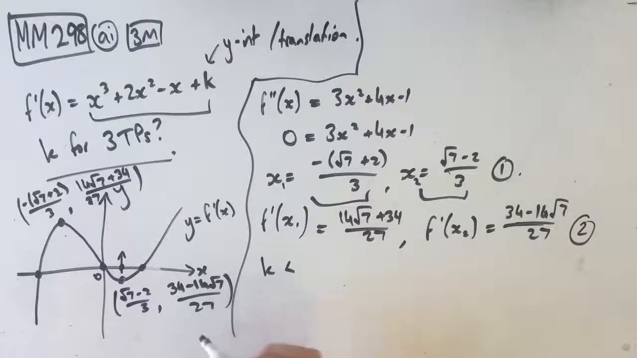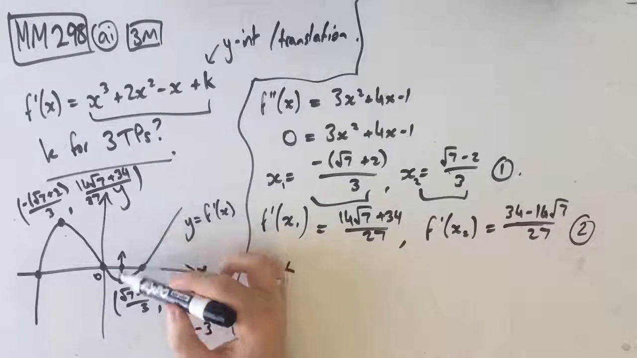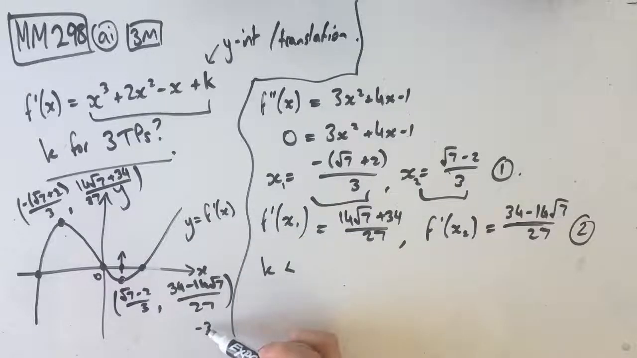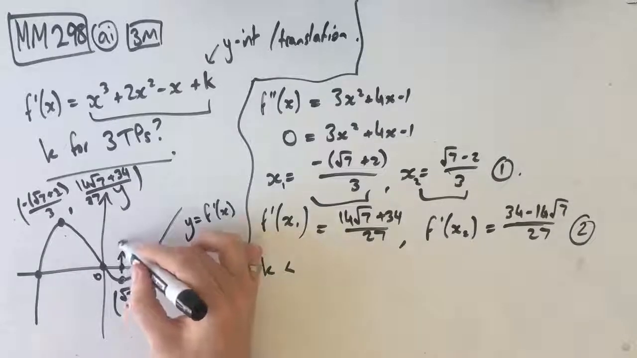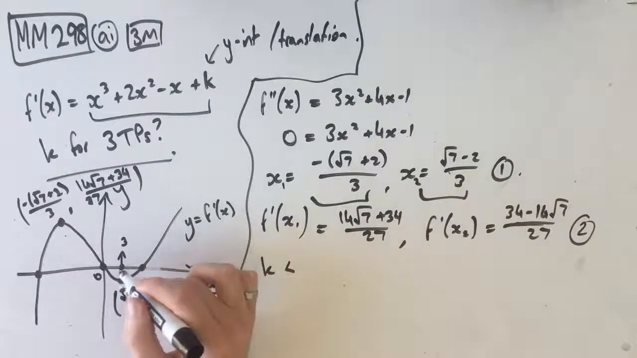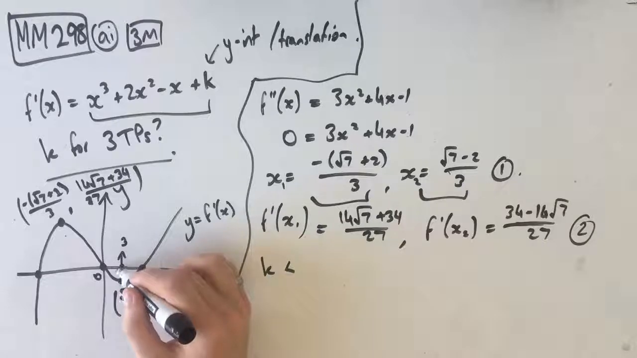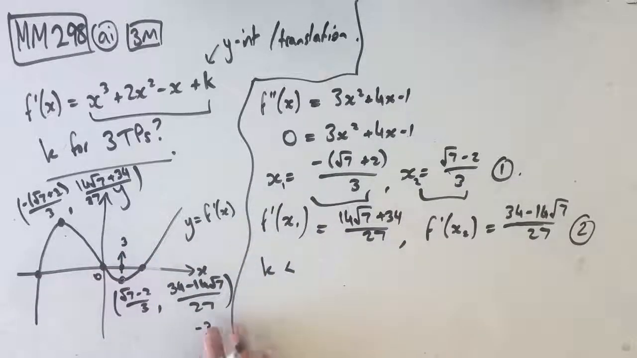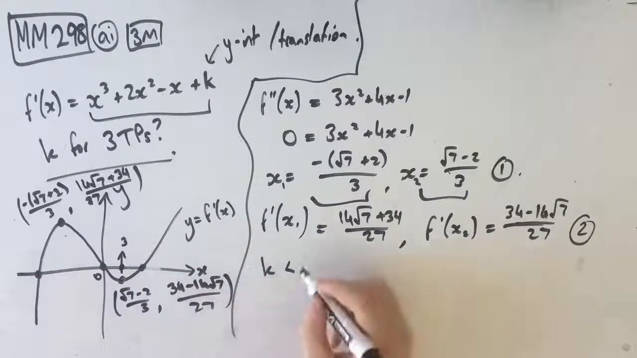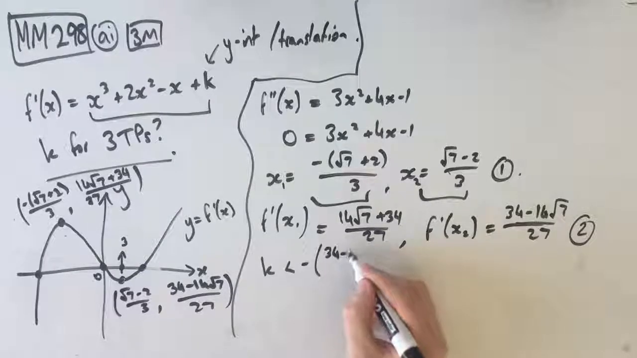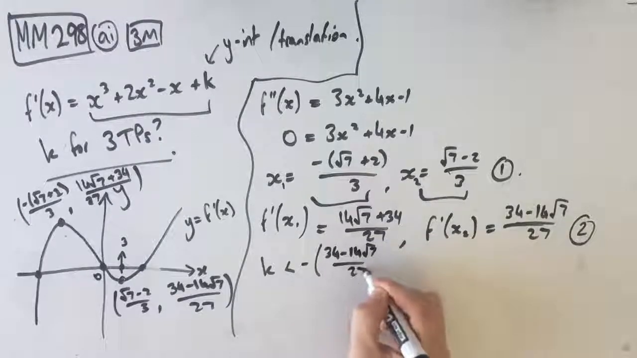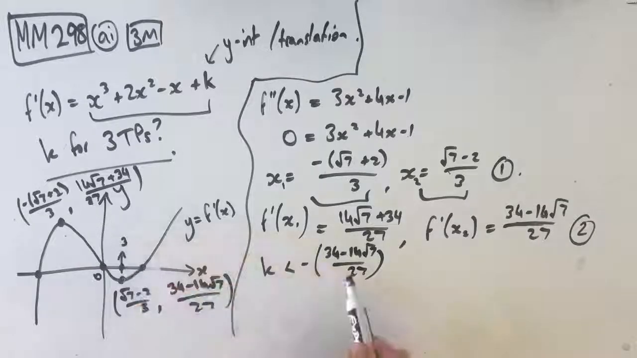This is quite hard to explain. Imagine this was negative 3. We can't move the graph more than 3, so we get the negative version of this, which is 3, because if we moved it up by 3, then it would be on the 0 axis, and we would no longer have 3 intercepts, we would have 2. We'd have 1 here and 1 here. So k has to be less than the negative version of this: negative 34 take 14 root 7 over 27.